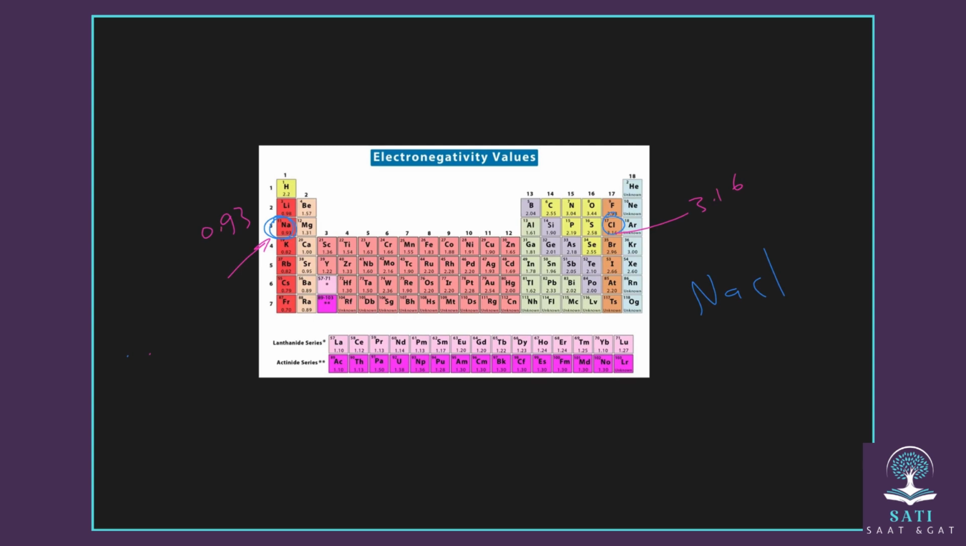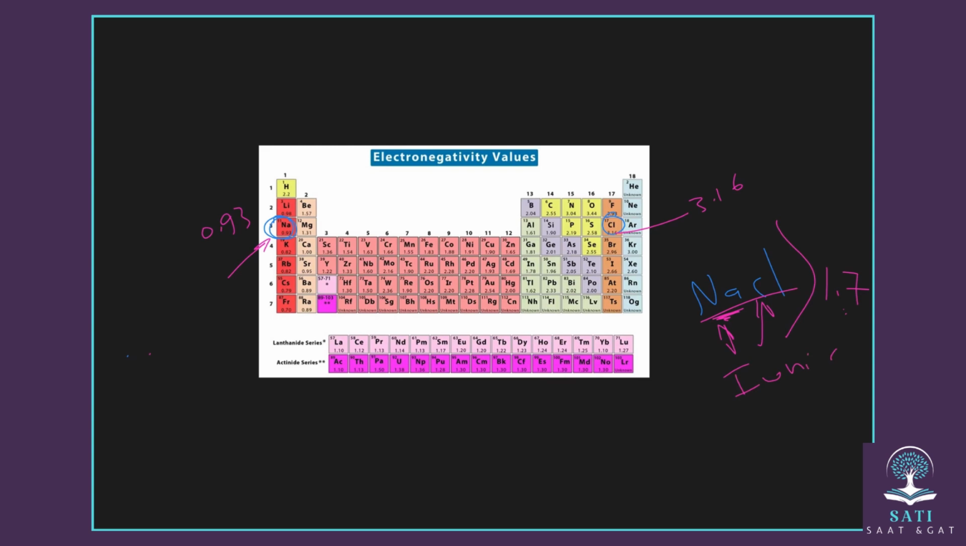So in this case, what's the difference between them? What's the difference between chlorine and sodium electronegativity? You can round it, about 2.20. The difference is going to be around 2.20. If the difference between this electronegativity and this electronegativity is greater than 1.7, you always say that this bond is ionic.